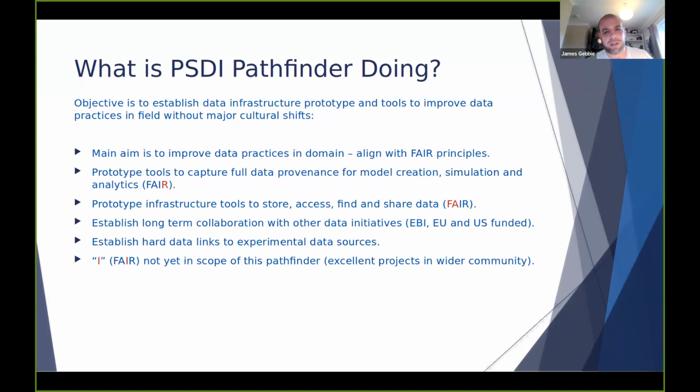So we're trying to improve data practices and align with these FAIR principles. It's the main aim of our Pathfinder, obviously. We're prototyping tools to capture the full data provenance during model creation. So Jas will show you how it works, with a demonstration of the early tool versions that we've got, whilst you're doing simulation. We want to prototype infrastructure tools to store and access this provenance in the data set. So that's the F and the A in FAIR. The provenance capture is the R in FAIR.